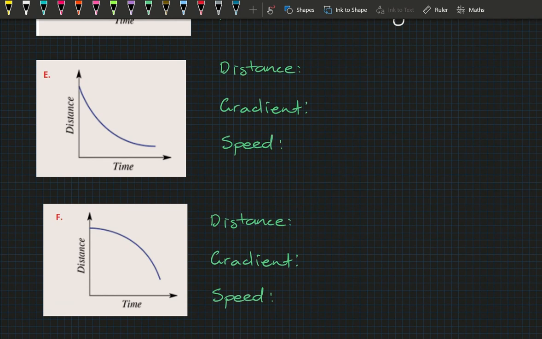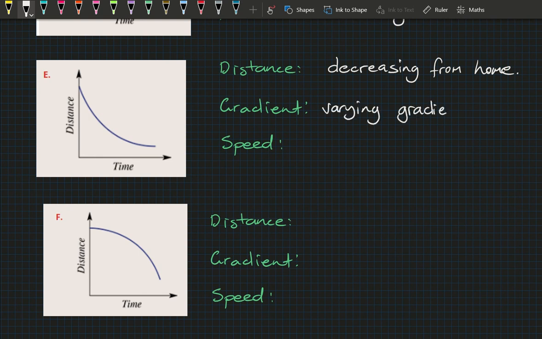And with part E, we can see that we're decreasing our distance from home. And it's a curve, so we've got a varying gradient. And if you look at these lines, because they're getting flatter, that means that our gradient is decreasing. So therefore we're decelerating. So don't get confused between the decreasing or increasing from home. What matters regards decelerating or accelerating is, are they getting flatter or steeper? Okay, so finally let's move on to the last one.